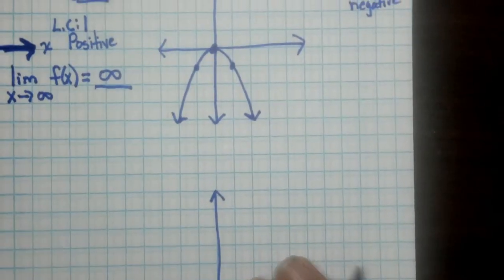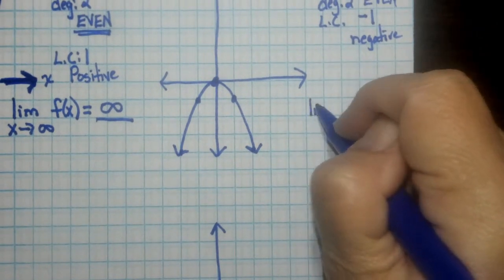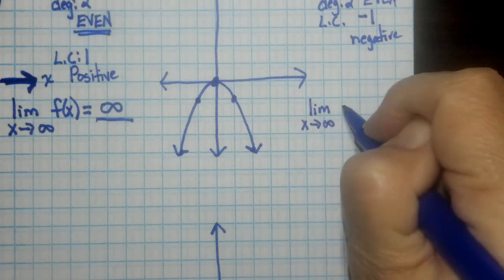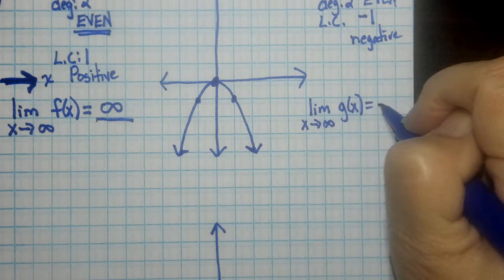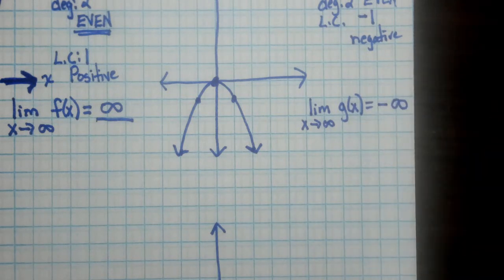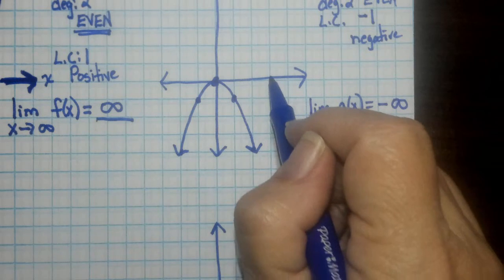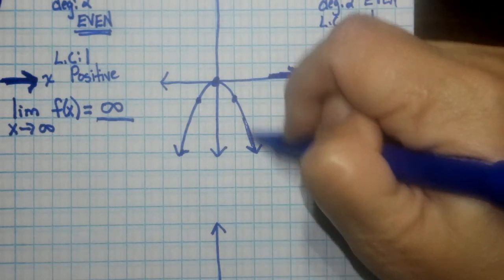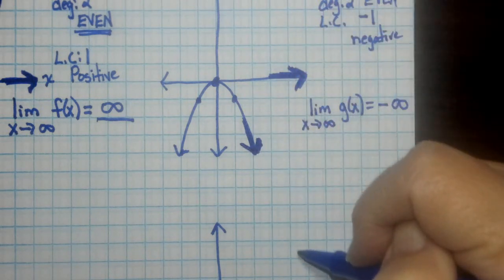Well, how do we say that in function notation? So we're going to say the limit, LIM, as x approaches infinity of g of x is equal to negative infinity. So again, the meaning behind that: as x gets bigger, over here, where is g of x going? g of x is going down to negative infinity.